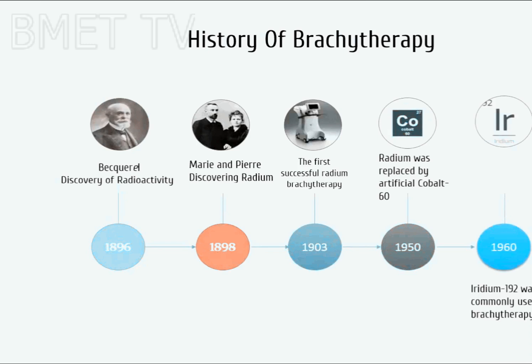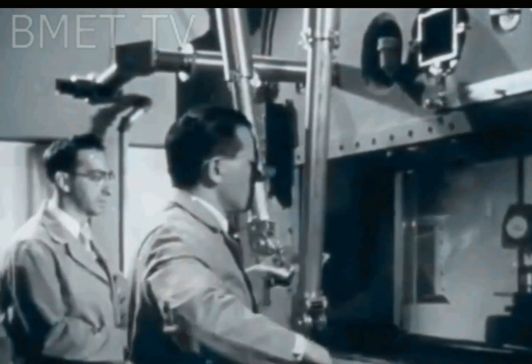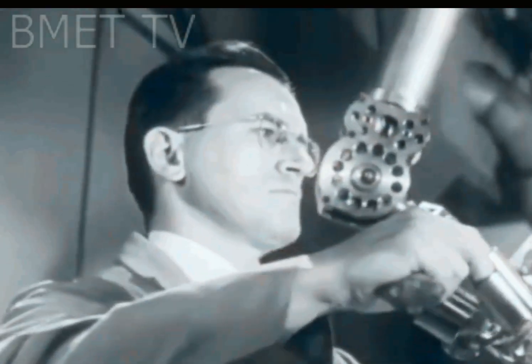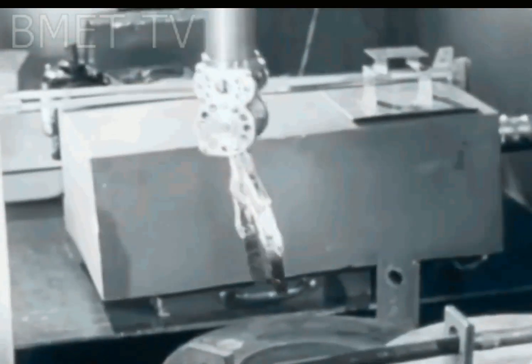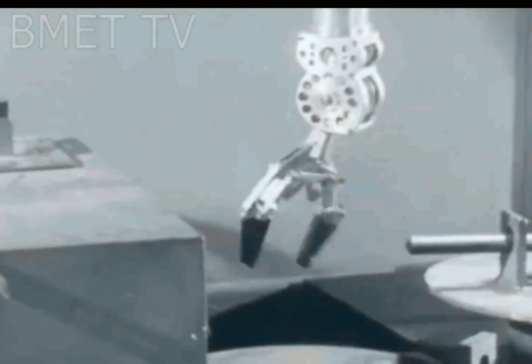In the 1950s, radium was replaced by artificial cobalt-60 and cesium-137. In the 1960s, iridium-192 was the most commonly used source of brachytherapy. During this time period, remote afterloading devices were developed and improvements in imaging techniques and computer technology were adopted to brachytherapy. The evolution of brachytherapy has continued over the years, but many of the techniques have remained unchanged.